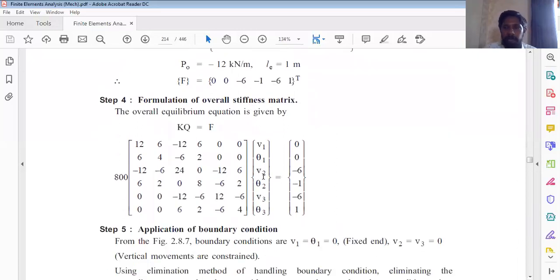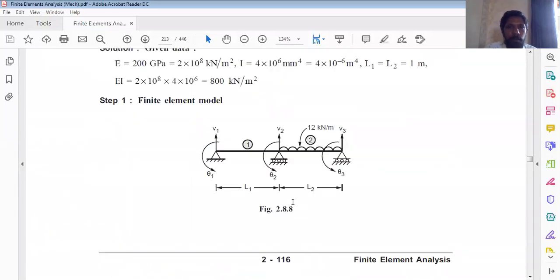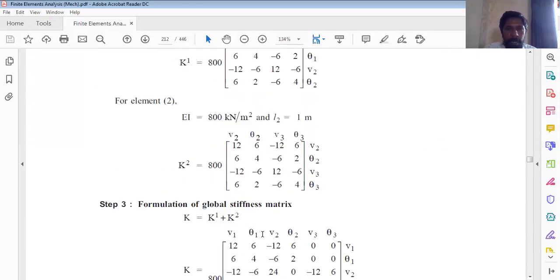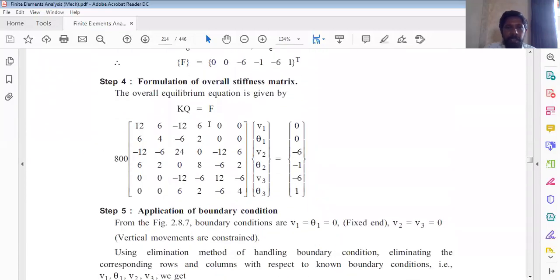So next we have to formulate the overall equilibrium equation, which is K into Q equals F, where K is the global stiffness matrix, Q is the global displacement vector, and F is the global force vector. Looking at the problem, the boundary conditions are: node 1 is completely fixed, meaning V1 and theta 1 are equal to 0. And nodes 2 and 3 have roller supports, meaning V2 and V3 are completely constrained, equal to 0.